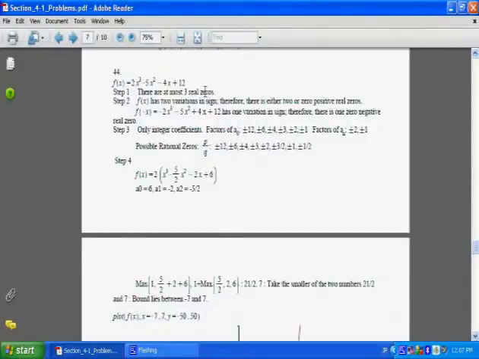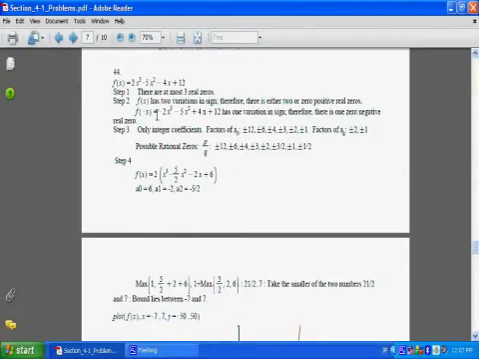Remember, it's the number you get or that number minus an even integer. So in this case, our even integer is 2. So it's either going to be 2, the variation in sign, or 2 minus 2, which is going to be 0. So you're either going to have 2 or 0 positive real zeros.